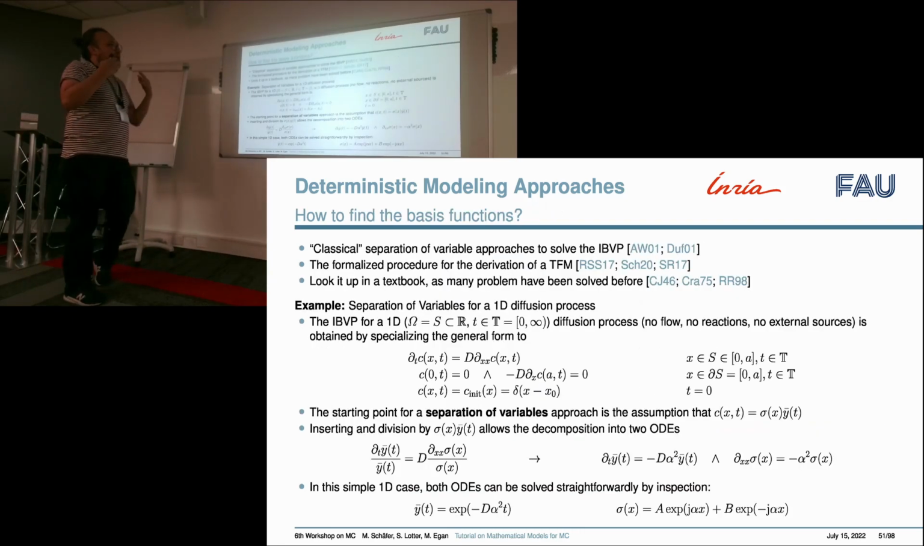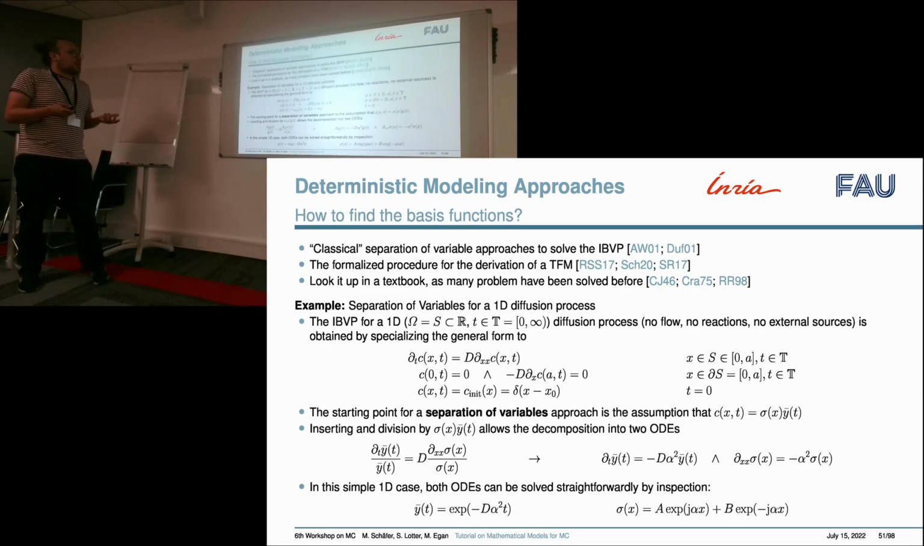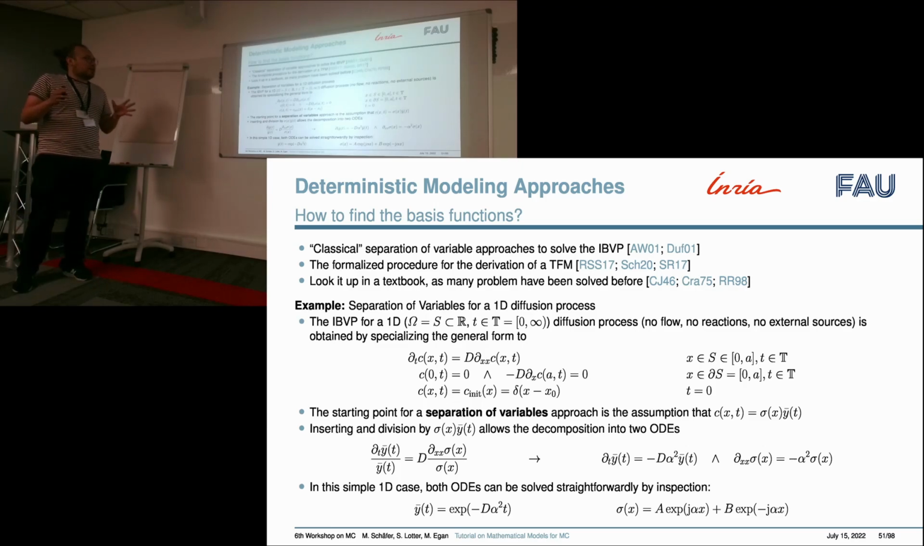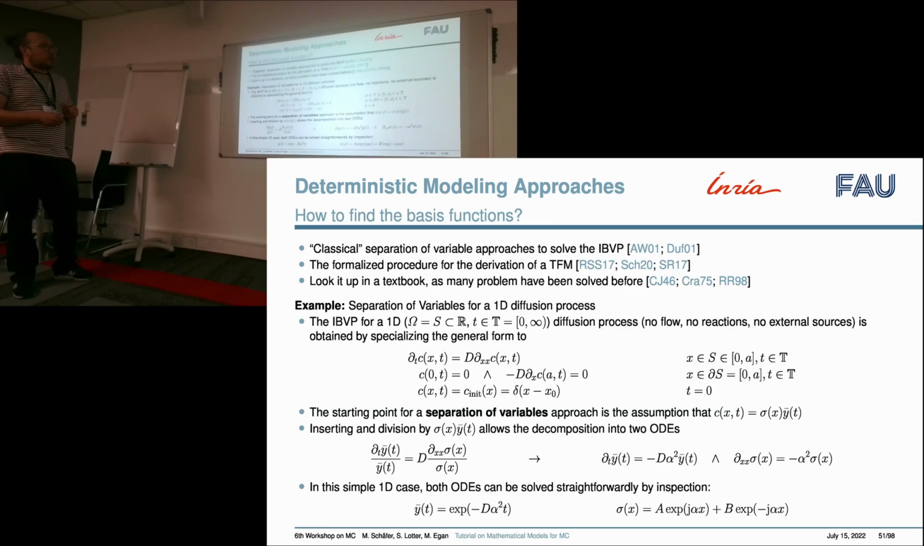So now, how can we solve this? The most classical approach is just separation of variables, and I will show you an example for that. So assume a 1D diffusion process, the most simple thing we can think of, just in one domain between 0 and A. Then we can write the diffusion equation.